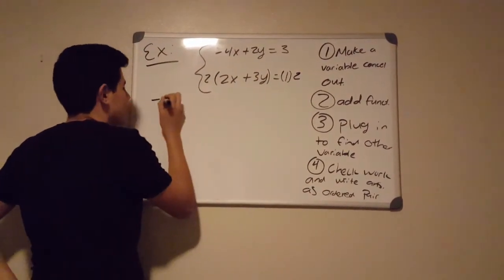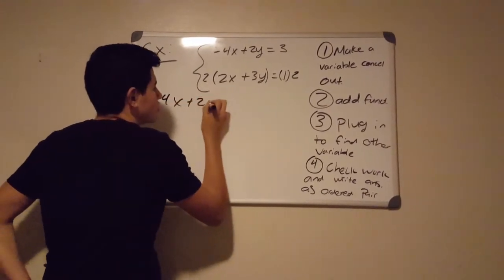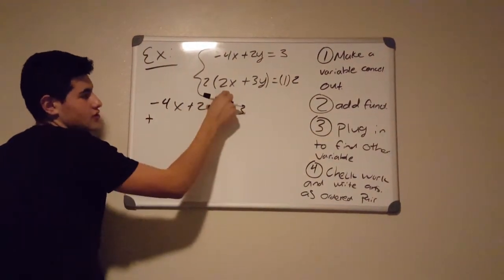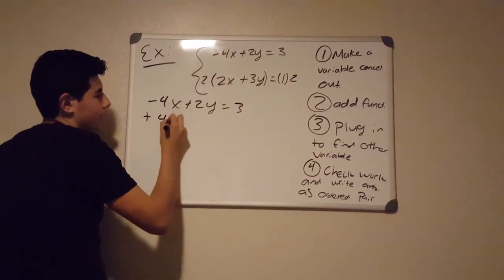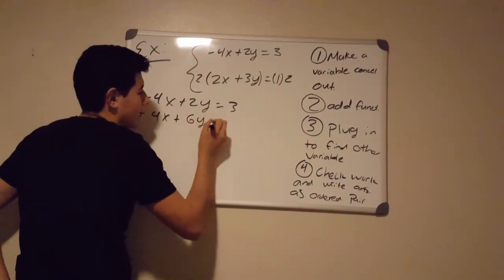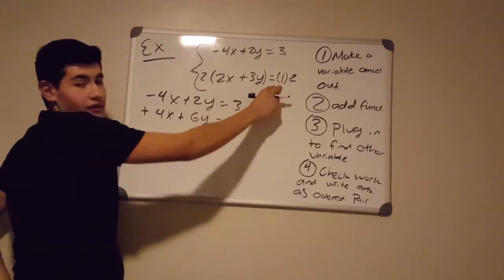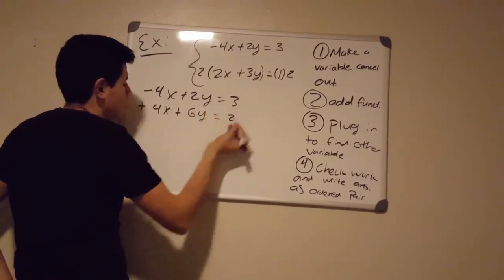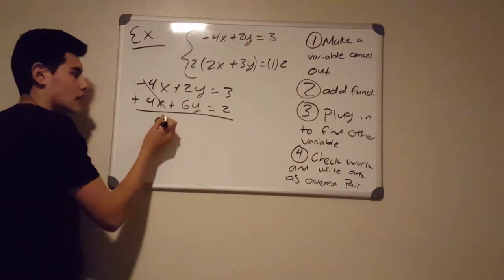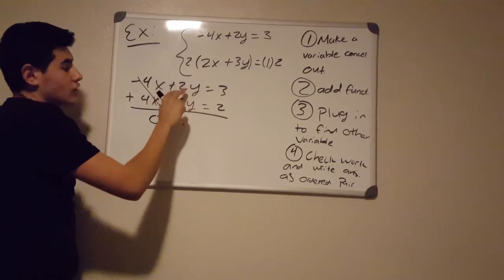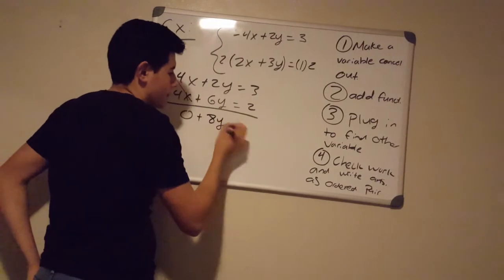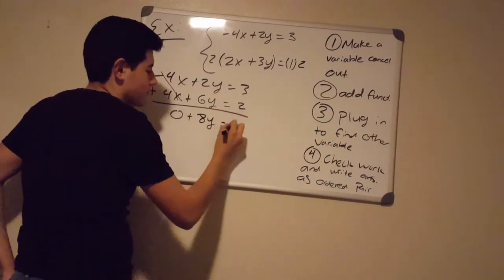So now what we have is negative 4x plus 2y is equal to 3. And we're going to add it with 2 times 2x, which is 4x, plus 2 times 3y, which is 6y, which is equal to, and then on this side we have 2 times 1, which is 2. Now we can solve through. Negative 4x and positive 4x cancel out. 2y plus 6y, 2 apples plus 6 apples is 8 apples, 8y. And then 3 plus 2 is just 5.